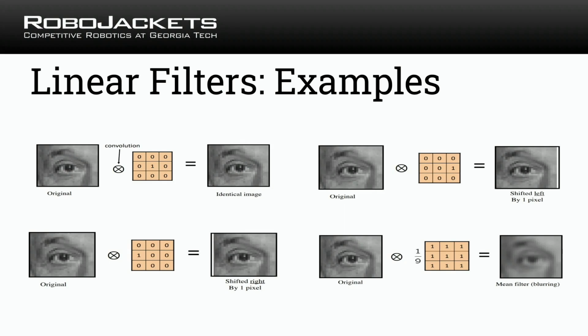These are some examples of different linear filters. Here we have the identity filter, which is just a 1 in the center because you get out the exact same image. We can have one that shifts it to the left by 1 pixel, one that shifts it to the right by 1 pixel, or we can have something that does a blurring effect, like we were talking about earlier.